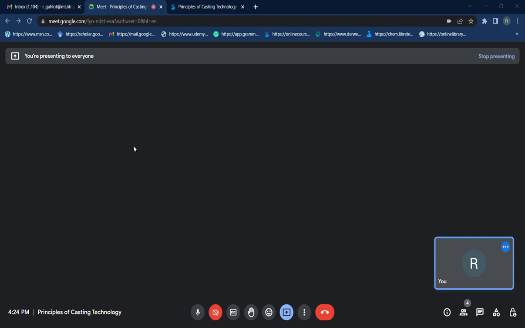Next, B. In a gray cast iron, carbon is present in the form of flakes, option A. Yeah, right. So the correct answer is in the form of flakes. So this one is the correct answer.